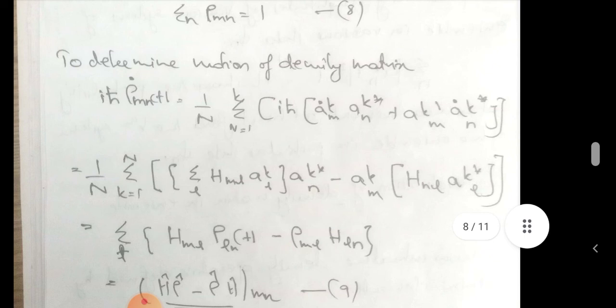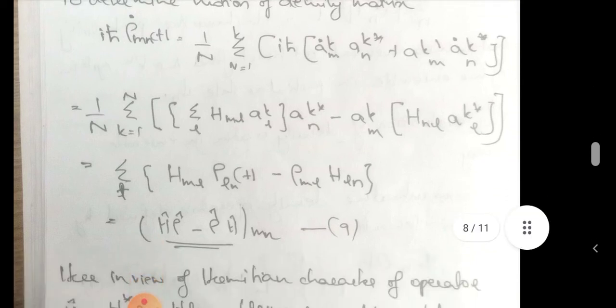Now to determine the motion of a density matrix, we take the Schrodinger equation of the density matrix, that is iħ ρ̇_mn(t), which is actually (1/N) Σ over k equal to 1 to N of iħ times [ȧ_km a_kn* + a_km ȧ_kn*]. Here the dot is coming from the time derivative of the density matrix.